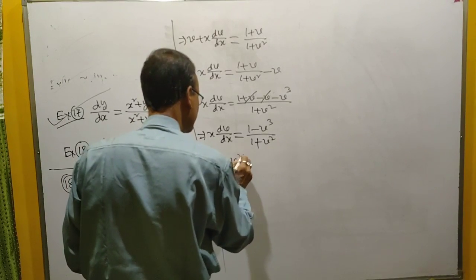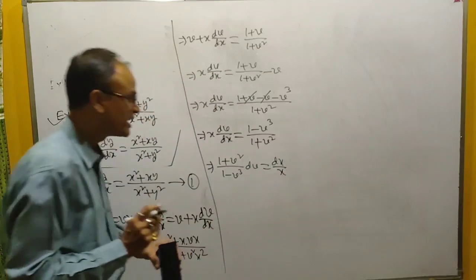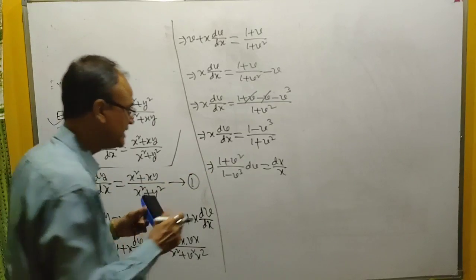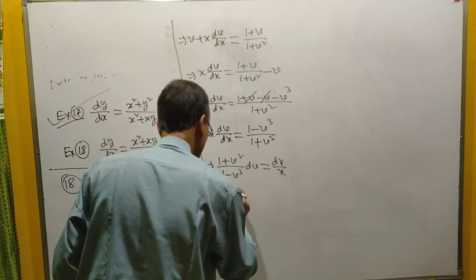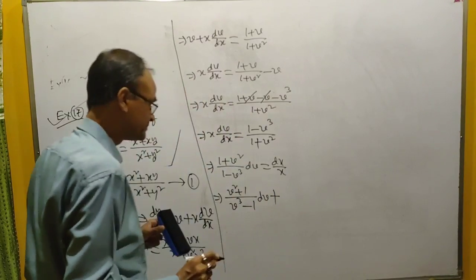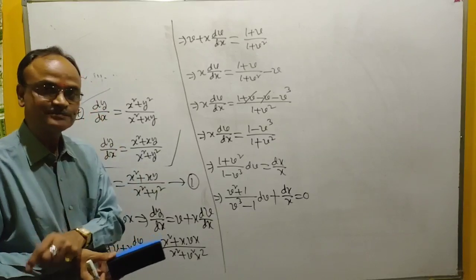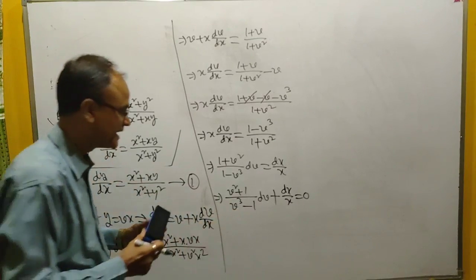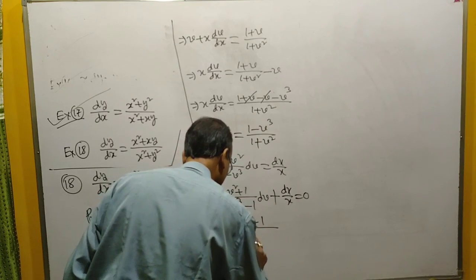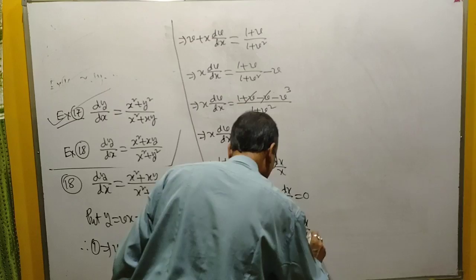Now separate the variables. (1 plus v square) by (1 minus v cube) dv equal to dx by x. You may write like this. Now, you may write it as (v square plus 1) divided by (v cube minus 1) dv plus dx by x equal to 0. Multiply both sides by minus 1. Now v cube minus 1, you may write (v minus 1) into (v square plus v plus 1), dv plus dx by x equal to 0.